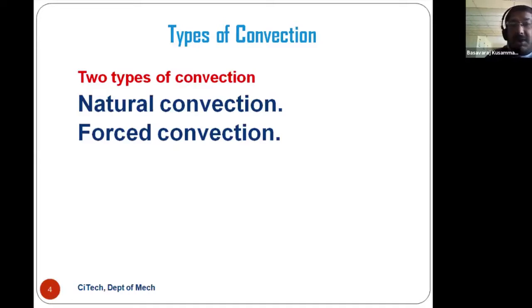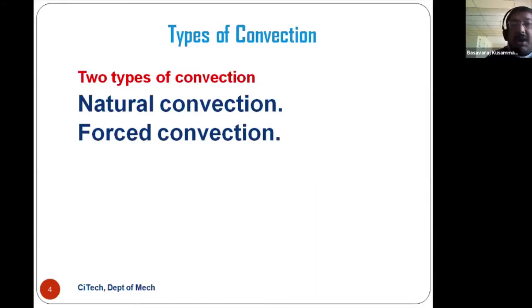In fluid mechanics also you discussed the concept of the Reynolds number, the Prandtl number, and the Nusselt number, and the significance of the Reynolds number, which plays a very important role in convection heat transfer coefficient. How it plays that role we will discuss in the coming sessions.